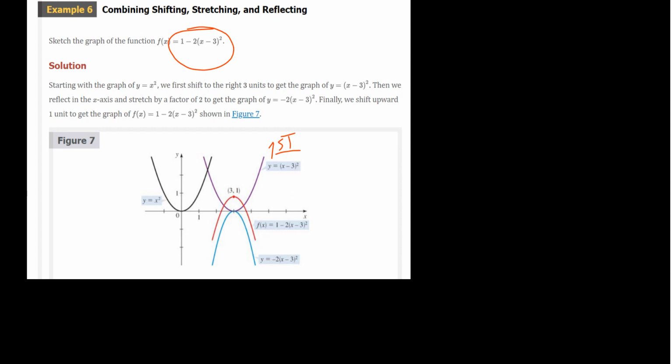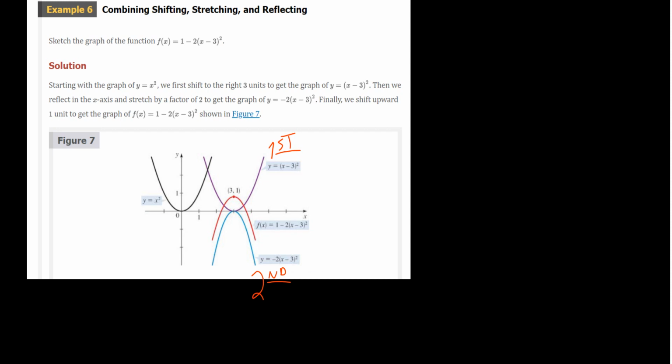Let's see, I'm going to erase that. So we would shift this across the x-axis, so we would get this blue line, okay? And it's simultaneously stretching it by a factor of 2. So this down here, the blue line would be second. Let's put that down here.